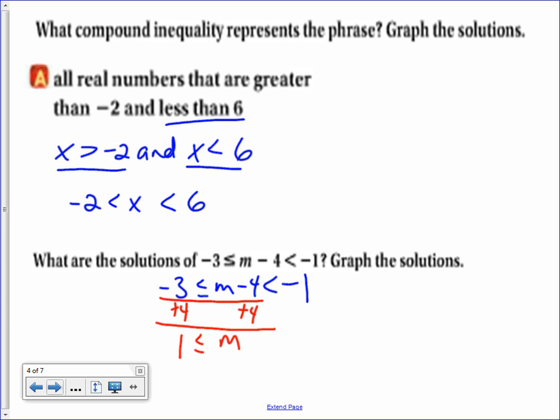Now if I looked at this side over here and thought to ourselves how we're going to solve that, well, once again, we would just be adding a 4. So I would then have m is less than 3. So the entire compound inequality solution would be 1 is less than or equal to m is less than 3. Or it could be written or read as m is greater than or equal to 1 and m is less than 3.